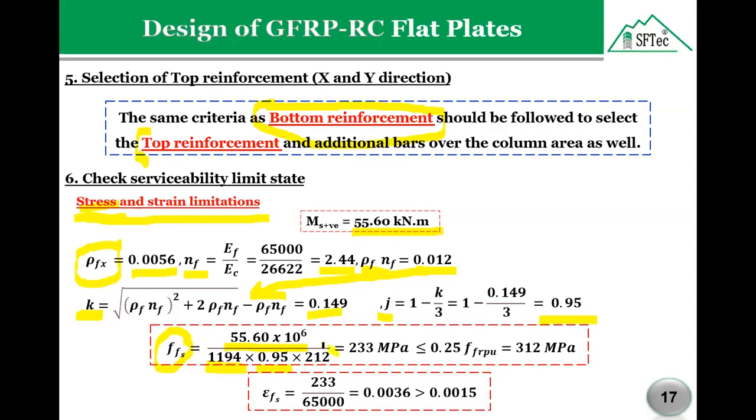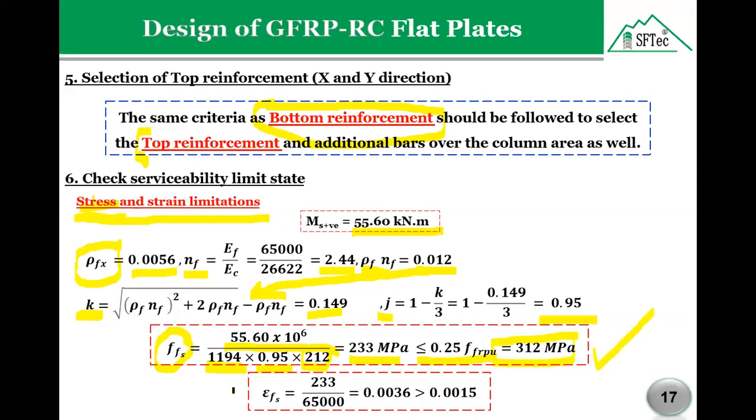And here is D, 212, here is D. So FFS here equals 233 MPa. The code requires that the stress in the bar under full service loads be less than or equal to 25% of the ultimate strength. So here FFS equals 233, which is less than 312 MPa. So this one is okay.